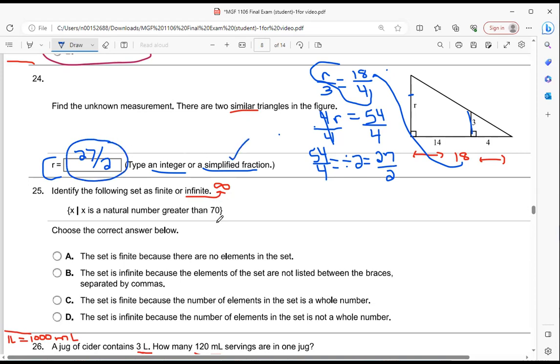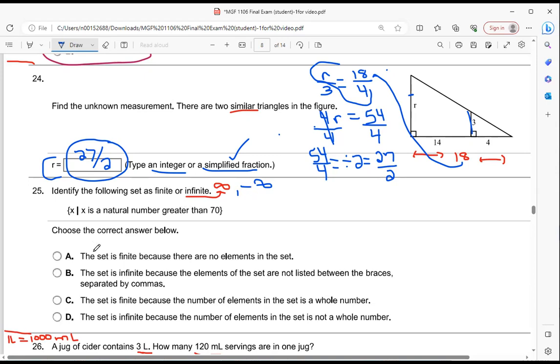For 25, we want to identify whether this set that's described is finite or infinite. Infinite would mean that the set continues on infinitely, either in the direction of positive infinity or negative infinity. A finite set has a certain number of terms and no other elements. So we want to choose the correct answer to describe X, where X is a natural number, so those counting numbers, greater than 70. So a counting number that's greater than 70, is that an infinite set or a finite set?